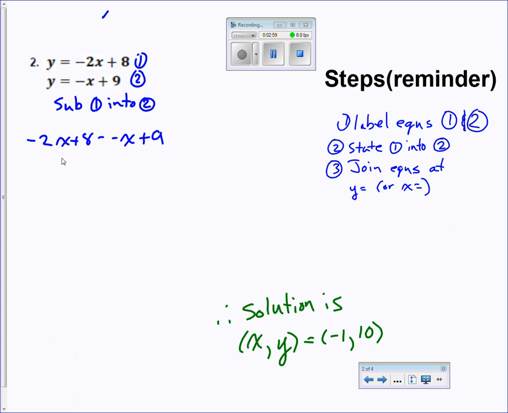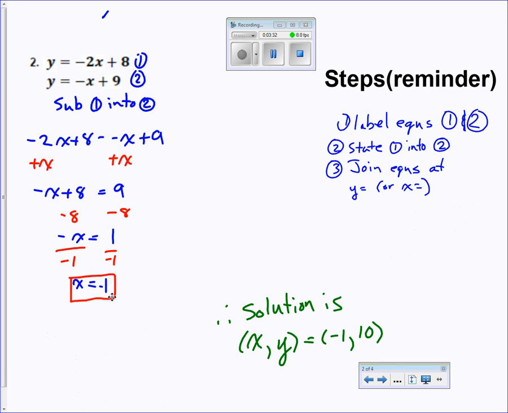negative x plus 9. Now we're going to put all our x's to the left side, so we're going to add x to both sides, and that simplifies to negative x plus 8 equals 9. So now we take our 8 and move it over to the right side, so that's why we add negative 8 to both sides. Negative x is equal to 1, and we simplify and we end up with x is equal to negative 1.